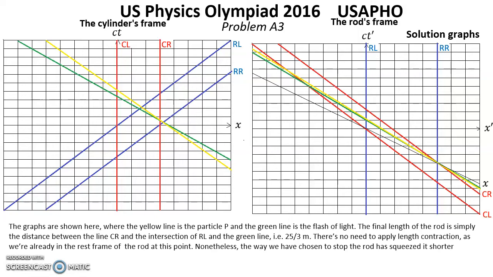25/3 meters. There is no need to apply length contraction as we are already in the rest frame of the rod at this point. Nonetheless, the way we have chosen to stop the rod has squeezed it shorter. That was the solution for problem A3.